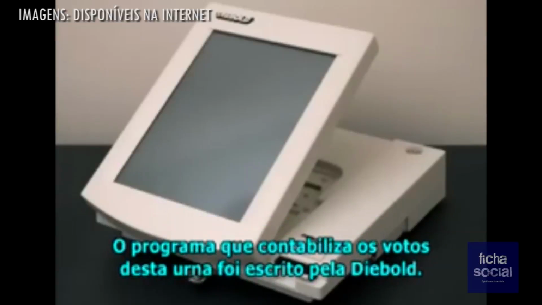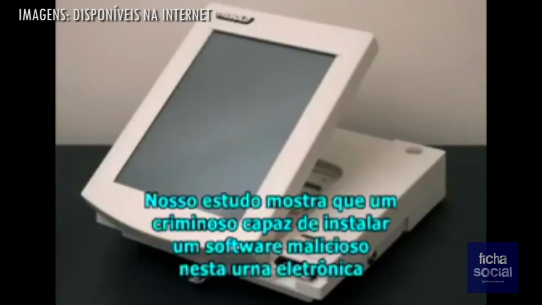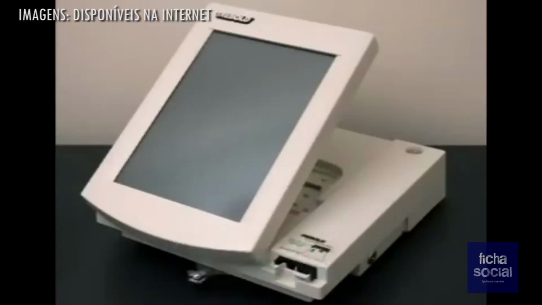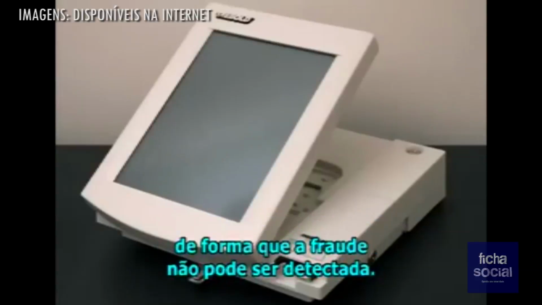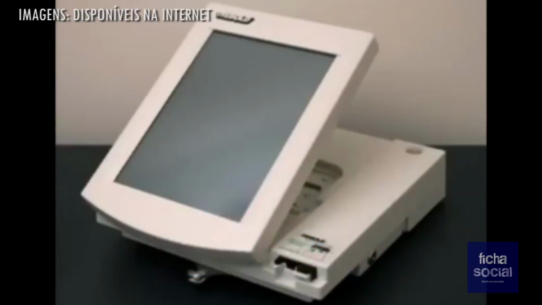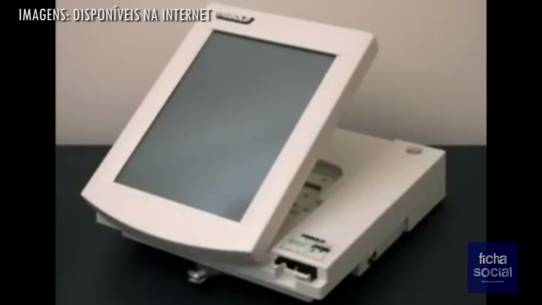The behavior of voting machines is controlled by computer software. The software that tallies votes on this machine was written by Diebold. Our study shows that a criminal who can inject malicious software into this voting machine can control how the votes are tallied. His malicious software can steal votes, and it can cover its tracks so that the theft cannot be detected. To illustrate this danger, we have created in our laboratory a demonstration software program that steals votes. This video will show our demonstration software in operation.